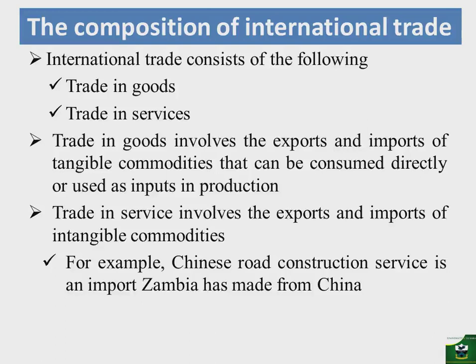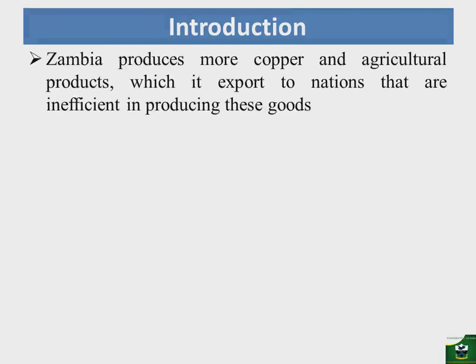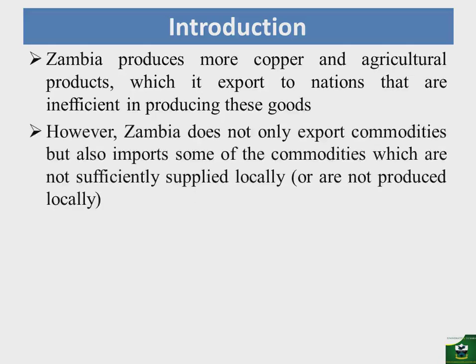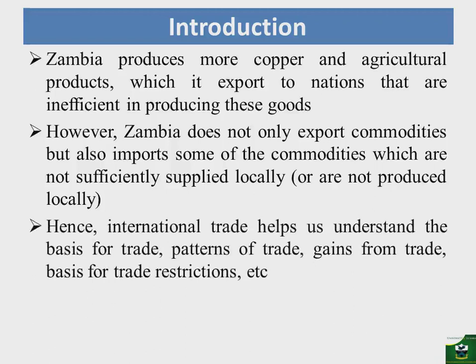Okay, so if we look at this from the Zambian perspective in more detail, we see that Zambia produces more copper and agricultural products, which it exports to nations that are inefficient in producing these two commodities. Zambia has created a market with other nations, and these are called the trading partners, where the copper and the agricultural products go. In addition, Zambia also imports commodities from these other nations, and from there, Zambia sees what commodities are inefficiently produced locally, and therefore this necessitates the need for the imports. So with that, we see then that international trade helps us understand four things.